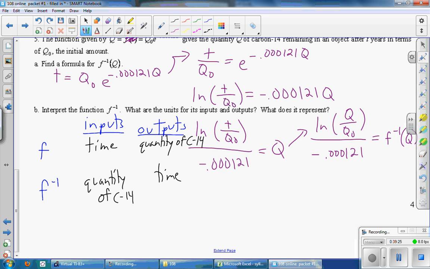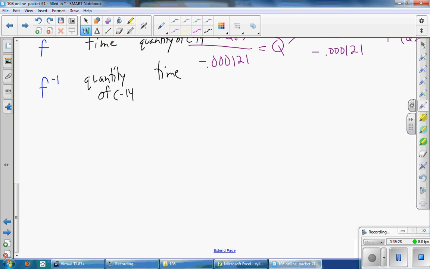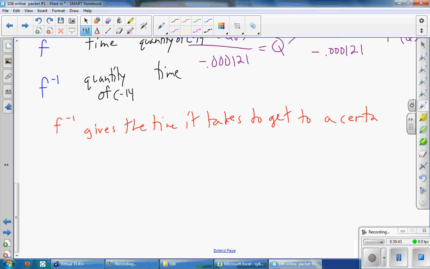So we'll write our sentence in red, try to change it up a little bit from the other red sentences. F inverse gives the time it takes to get to a certain level. Maybe I should say a certain quantity of carbon-14. Okay, when you're ready, next page.